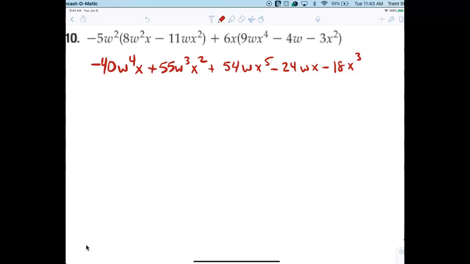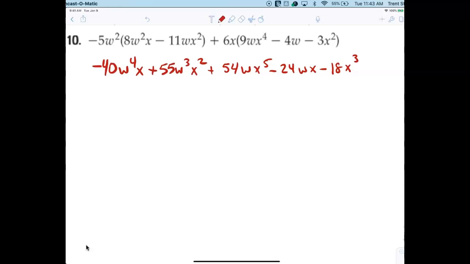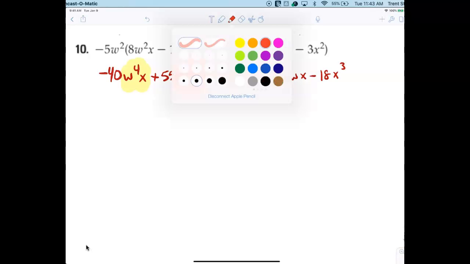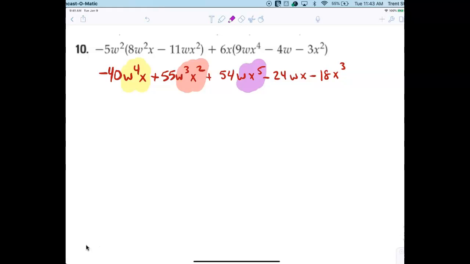All right, now we have to go through. Is there anything that I can combine there? The negative 40. No, never mind. Right, because in order to combine terms, I have to find another w to the fourth x, or I have to find a w cubed x squared, or I would have to find a wx to the fifth. Everybody get that right? So there's nothing I can combine. All right, that was easy.